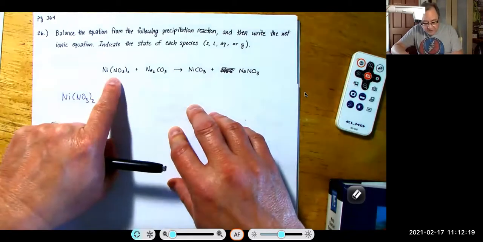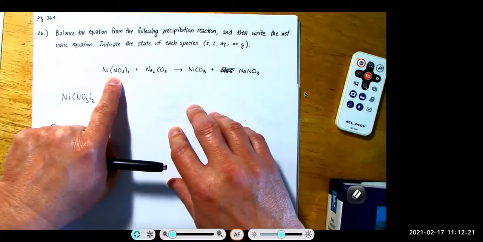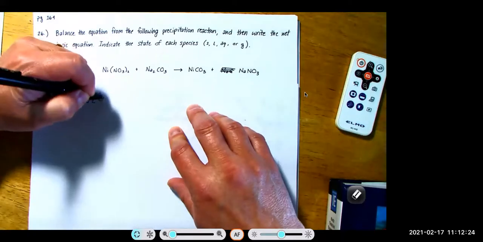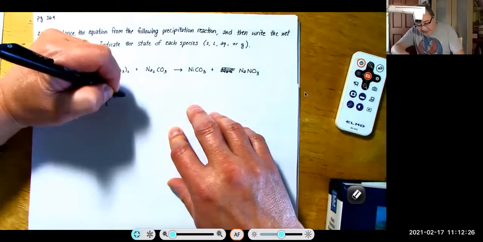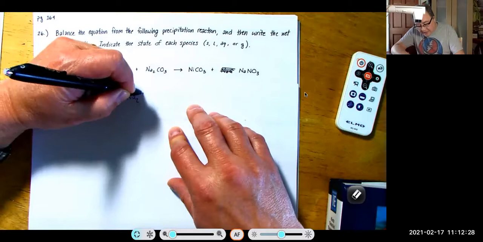So would this be dissolved in water? Yeah, because of the nitrate. Excellent. Aqueous. How about the Na2CO3? Would that be dissolved in water?